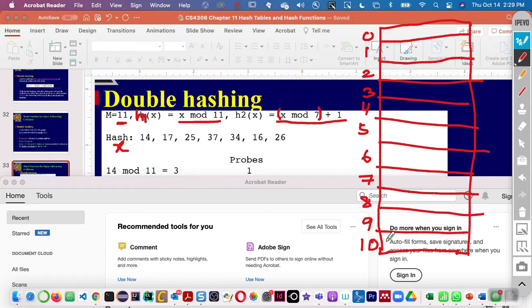Do we just have to fill the table, or do we have to worry about the probes too? Yes. Find both probes and then fill out the table. And we will see there is a purpose of using probe. If the probe is not 1, then we have to do something else and go to the second hash. We have to use both.